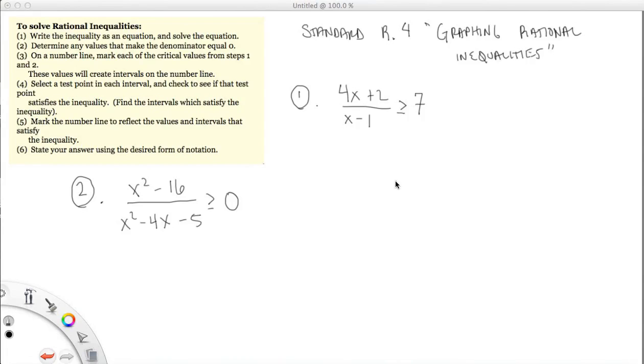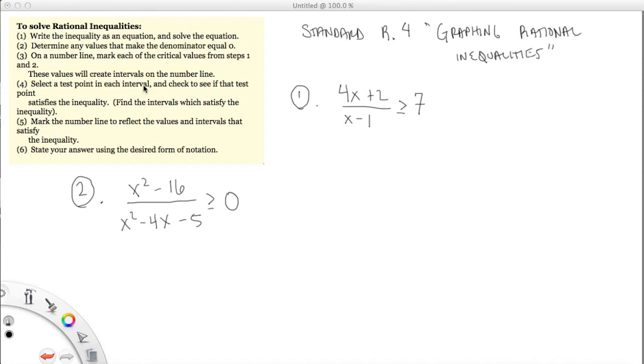This particular standard is going to help us prepare for when we get to rational functions. So this is like a prerequisite, just wrapping our heads around the idea of limitations in rational expressions and everything else. What I want to do here is, we talked about this a little bit today, I've written out the steps to solving rational inequalities right up here.